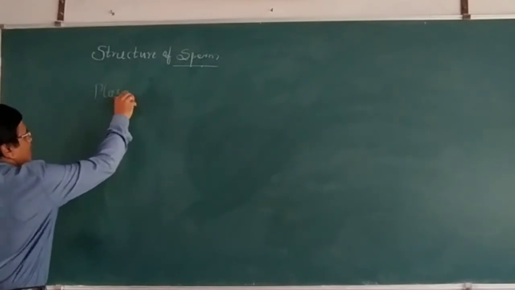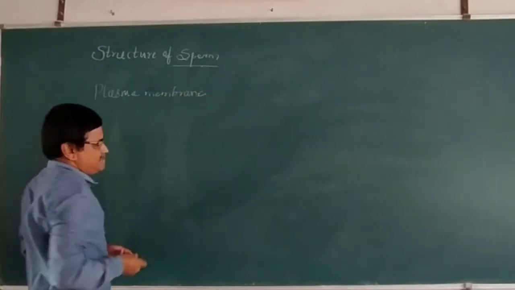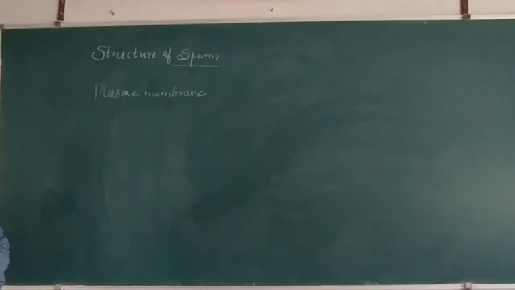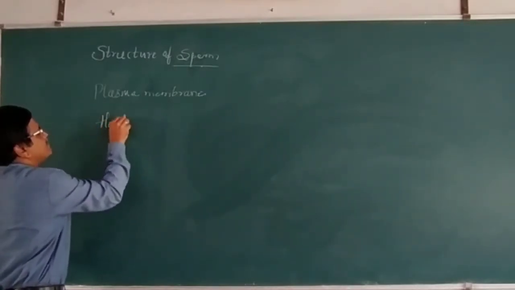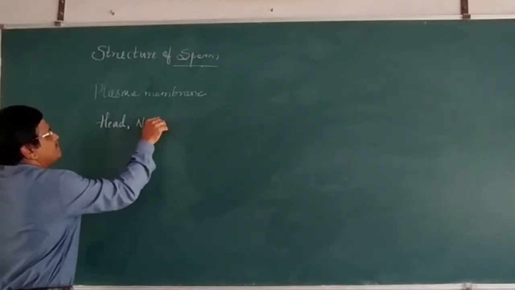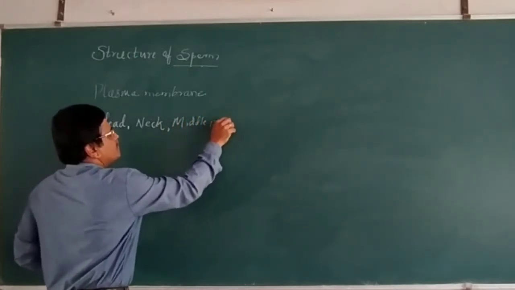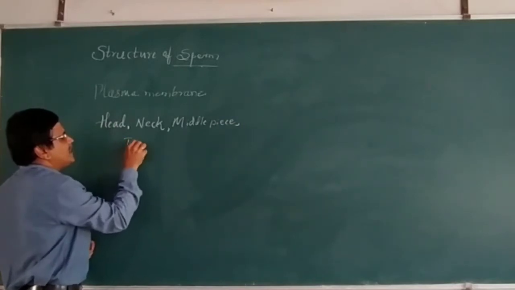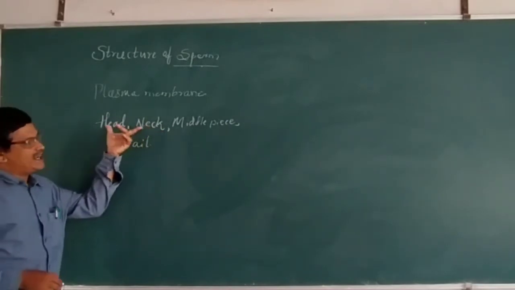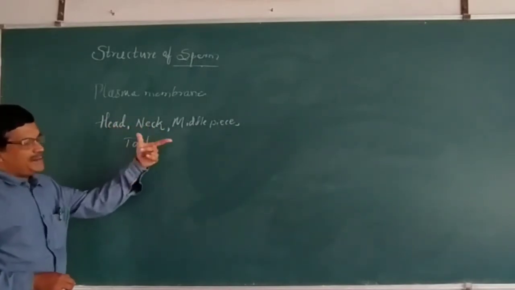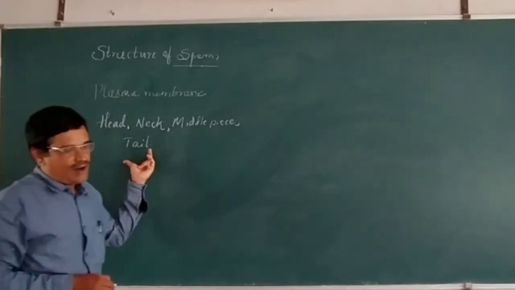It is covered by plasma membrane, and it is structurally divided into head, neck, middle piece, and tail. Head is the anterior part, the short neck connects the middle piece and head, the middle piece is the middle portion, and the tail is the posterior or last portion.